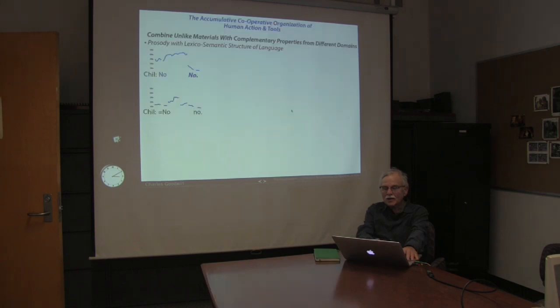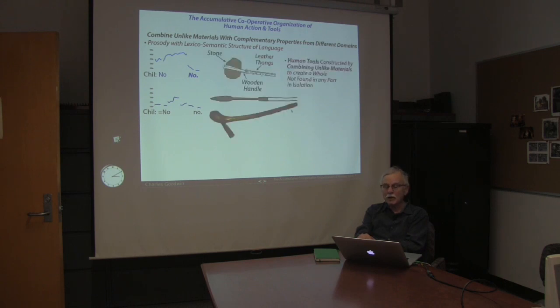Okay, I didn't get that enough. Okay, let's look a little bit at tools. And what I tried to say about speech is that he builds it by laminating these different things. He laminates prosody on top of something. So the thing is built from different parts. And the same is built from human tools. You've got different parts. So you combine unlike materials to create a whole. I said that briefly earlier.